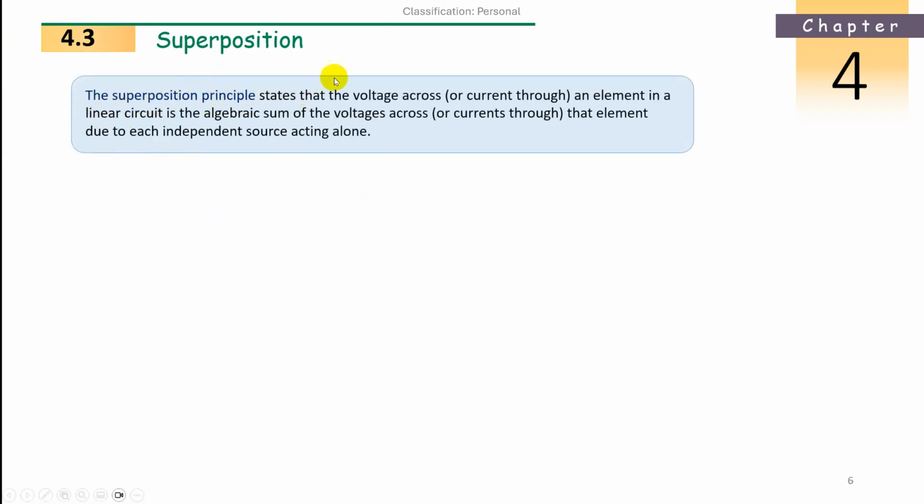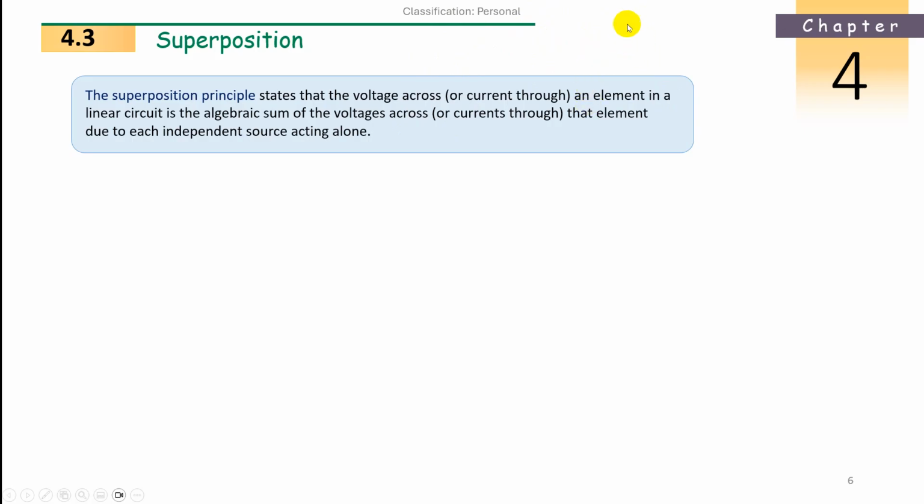So we'll see the definition. The superposition principle states that the voltage across or current through an element in a linear circuit is the algebraic sum of the voltages across or currents through that element due to each independent source acting alone. The statement will not give direct understanding, so first I will give an example. Let's take an electrical circuit with many voltage sources, let us say 3 voltage sources. Analyzing with mesh and nodal analysis will give many steps and more complex equations.